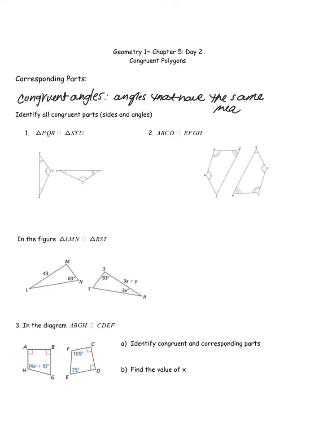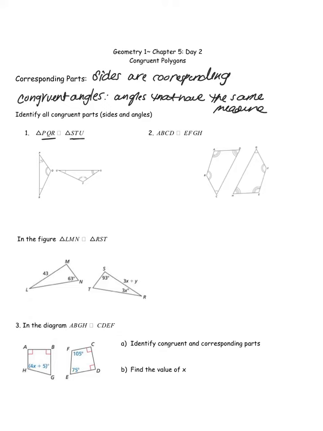And then they have corresponding parts. So that's the sides, okay, are corresponding. Okay, so when we name congruent parts, we want to look at the ordering. So you see P, Q, R, S, T, U. That tells us what parts are congruent.